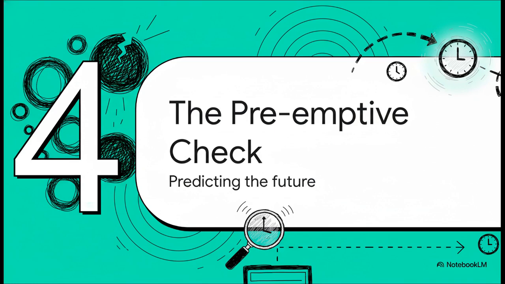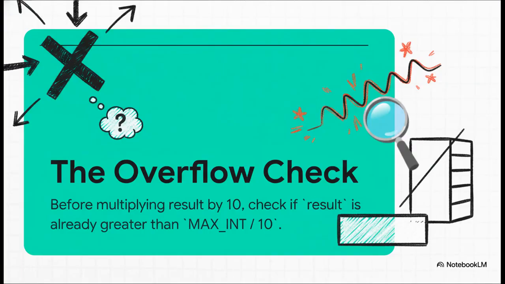We need a way to see the disaster coming before it actually happens. And the solution is really elegant. We know the exact moment of danger is when we multiply our result by 10. So the trick is to check something before we do that multiplication. If our current result is already bigger than the maximum possible integer divided by 10, then we know for a fact that the next multiplication is going to send us over the edge. It's like a preemptive strike.